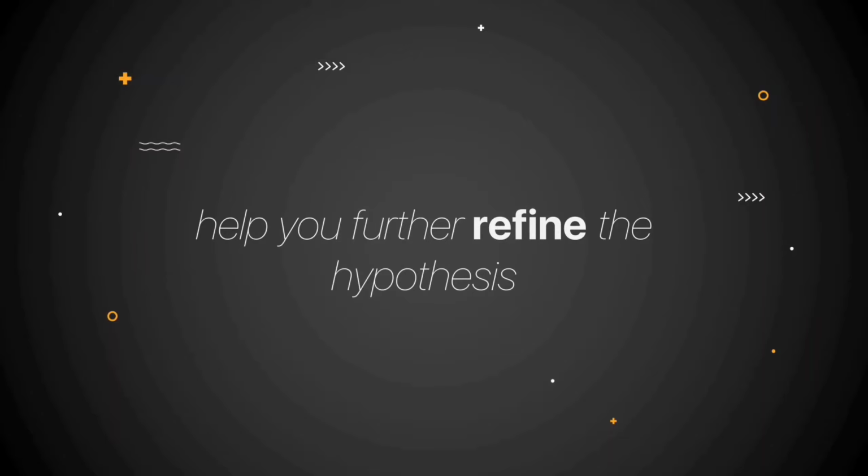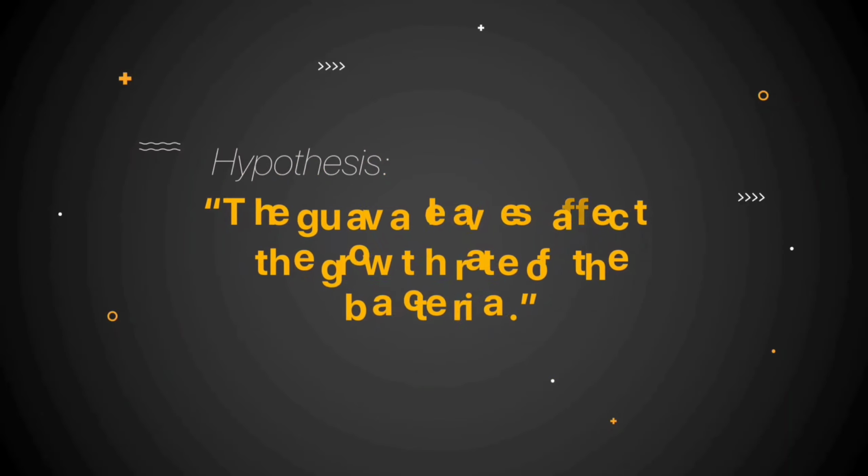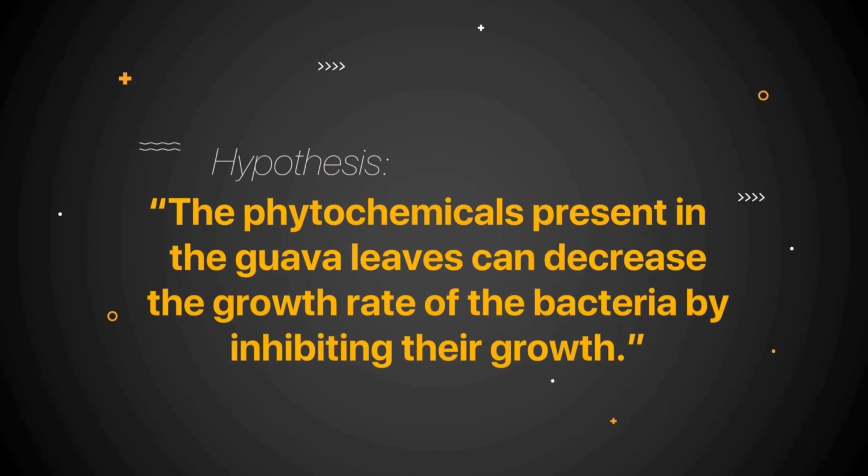Searching through relevant literature about guava leaves and bacterial infection may lead you to experiments done in the previous studies, and it will help you further refine the hypothesis. Therefore, the research hypothesis can be presented as the phytochemicals present in the guava leaves can decrease the growth rate of the bacteria by inhibiting their growth.